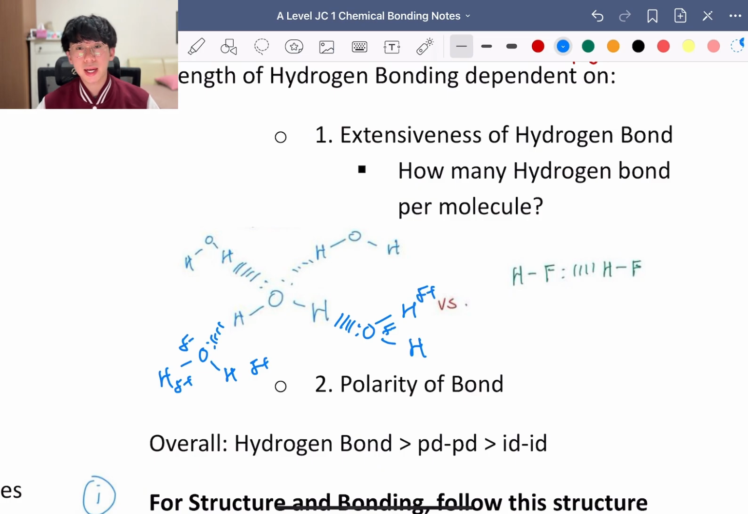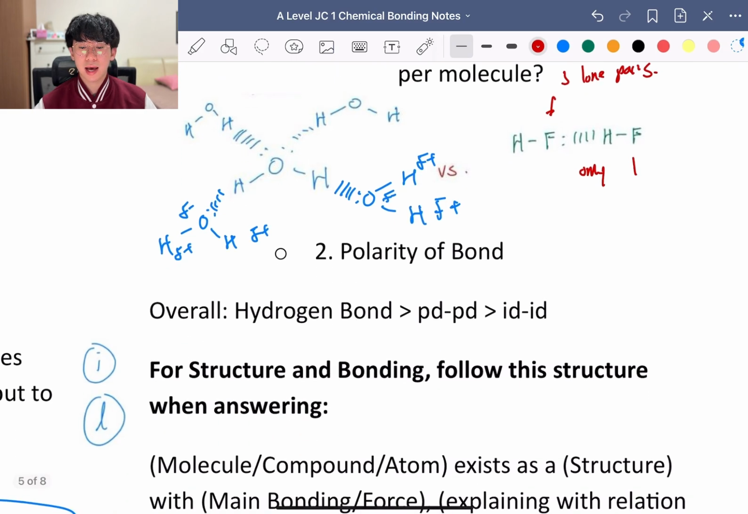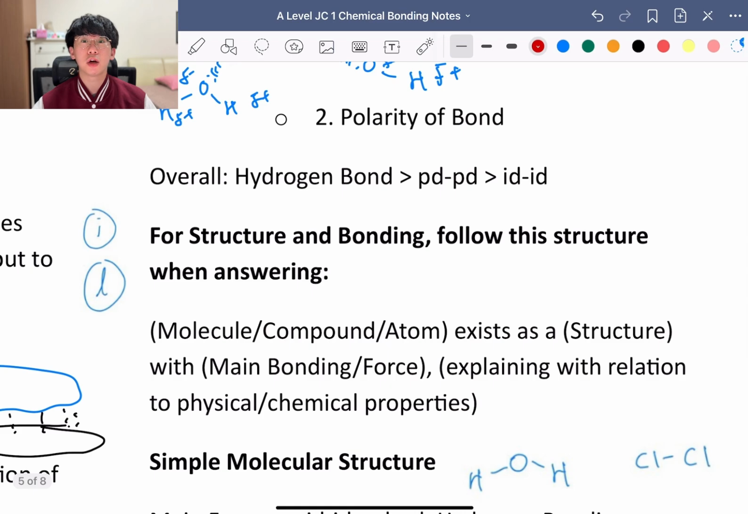Now compare that to hydrogen fluoride. So HF on the right, hydrogen fluoride can only bond up to 1 because this F may have 3 lone pairs, but each HF molecule only has 1 hydrogen, so it can only do it once. And because of that, you will see that water has a much higher boiling point or melting point compared to HF. And secondly, we want to look at the polarity of the bond. If it is more polar, it is a stronger interaction.